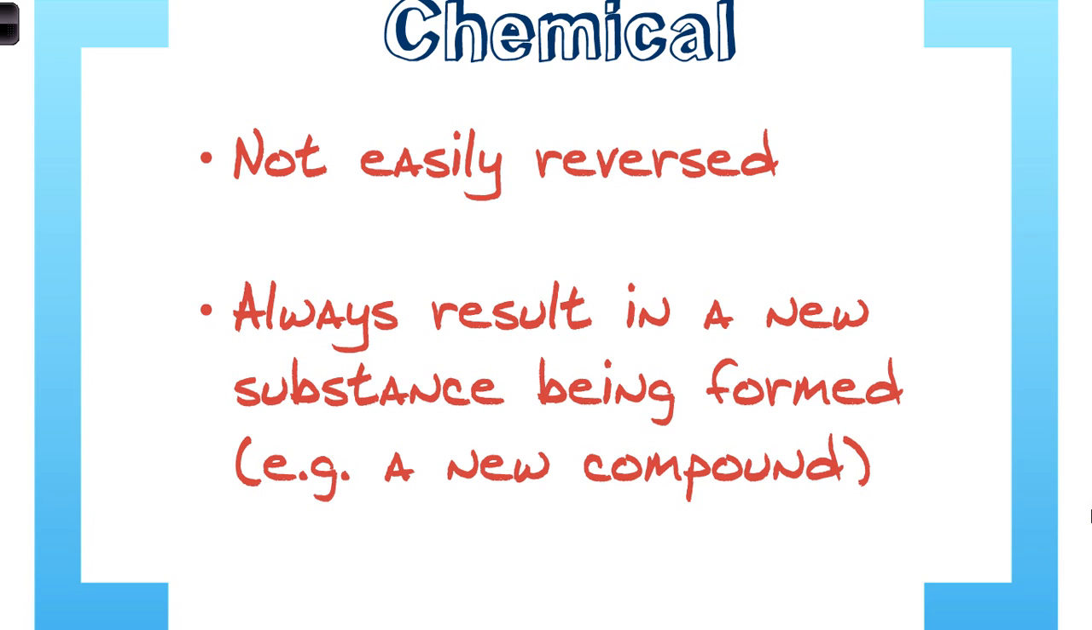Then they always, now that's the key point, guys, they always result in a new substance being formed. So for instance, like with that last example, the magnesium oxide is the new substance. So it might be a compound that's being produced or formed.